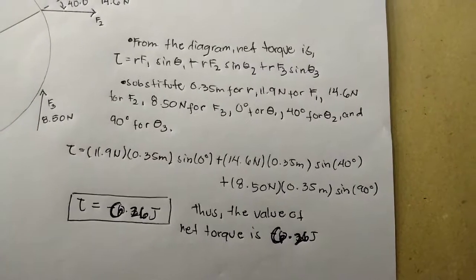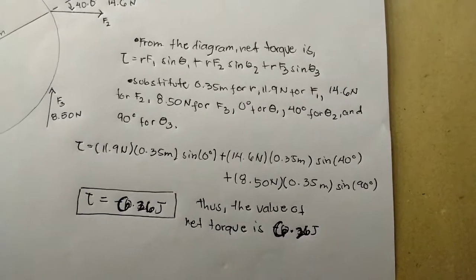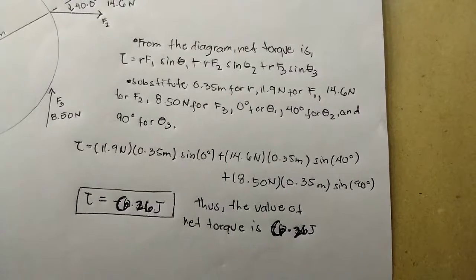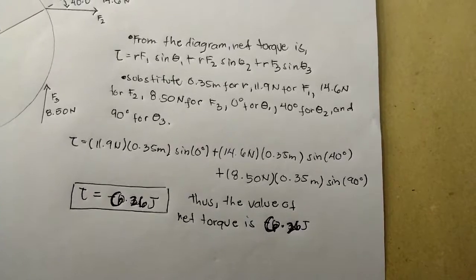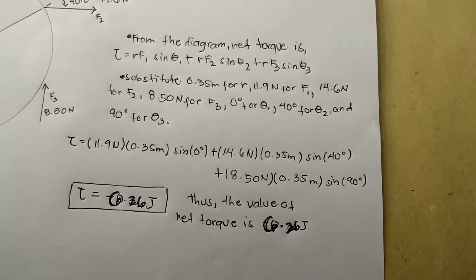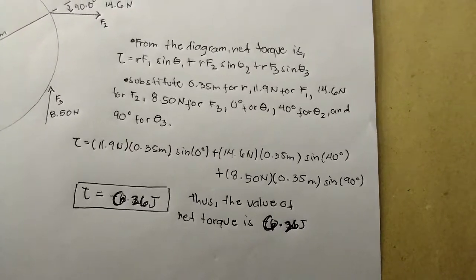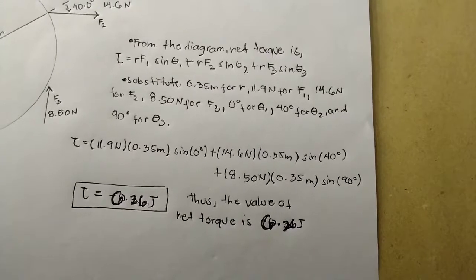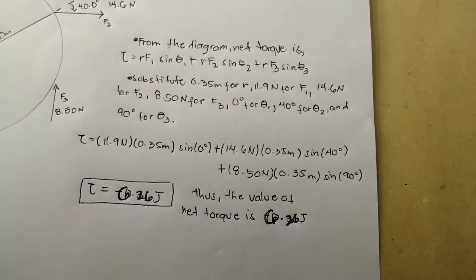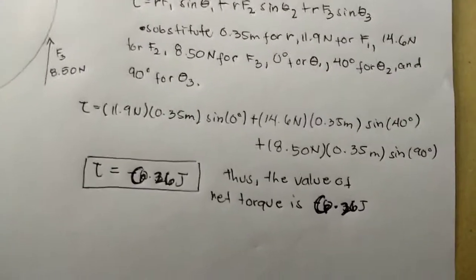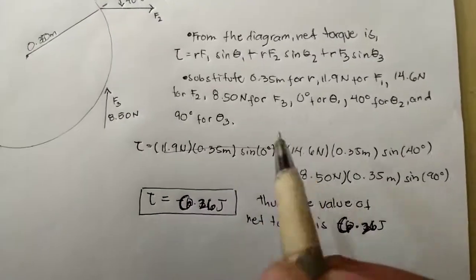Well, we substitute the values: 0.35 meter for R, 11.9 Newton for F sub 1, 14.6 Newton for F sub 2, 8.50 Newton for F sub 3, and 0 degree for theta sub 1, 40 degree for theta sub 2, and 90 degree for theta sub 3. So, when we substituted, we can clearly see that the first term cancels out, because this is 0.